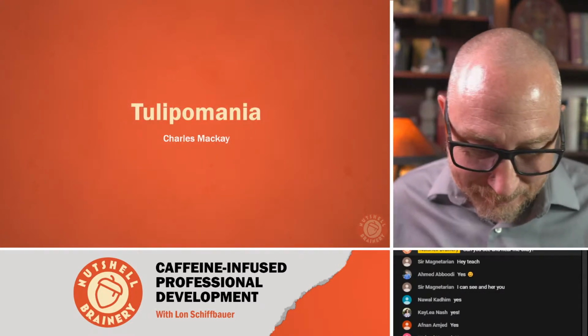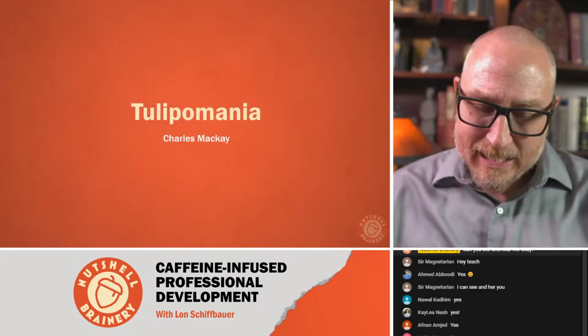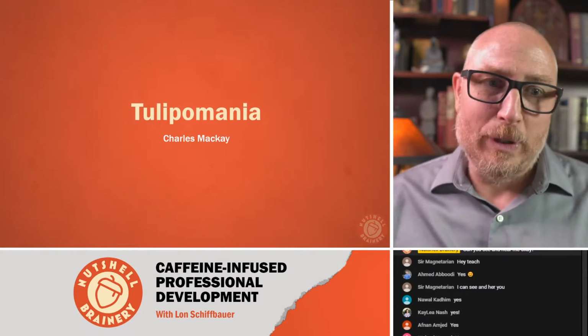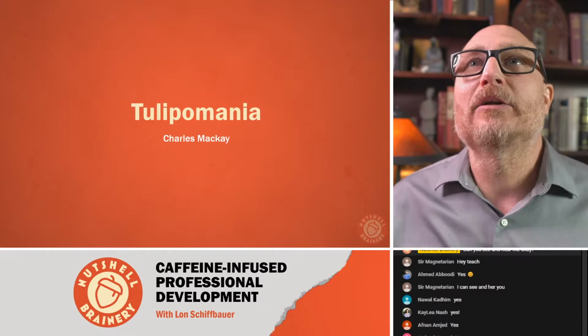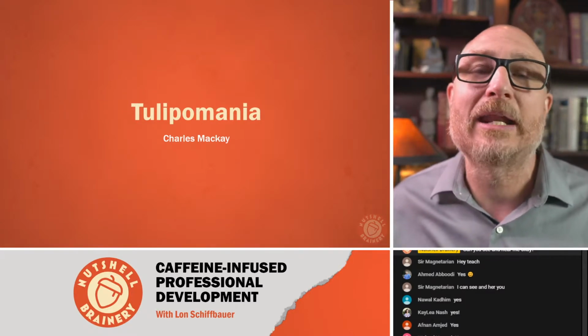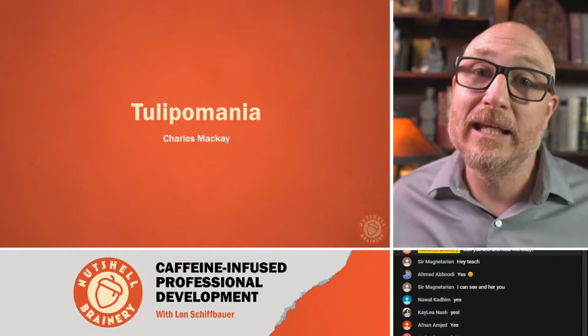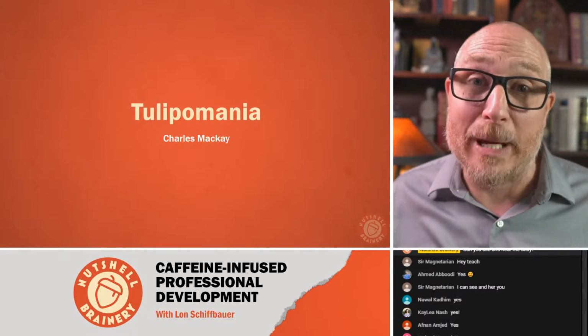Tulipomania. You guys might know this story. It's a story about how in the Netherlands, the Dutch went cuckoo bananas over tulips and created this great, huge economic bubble. That's what Tulipomania is really all about.